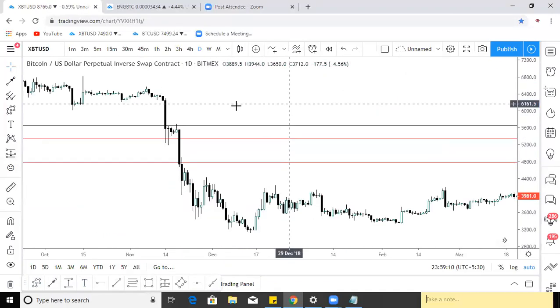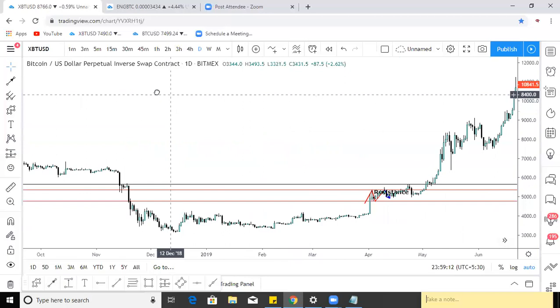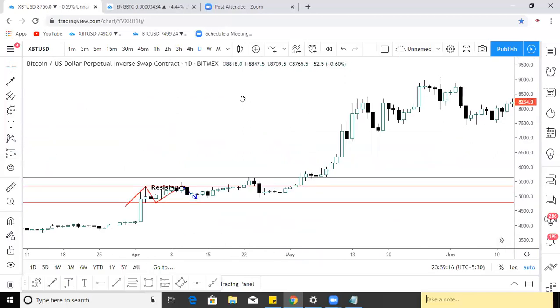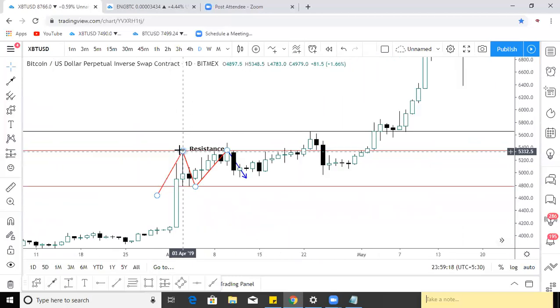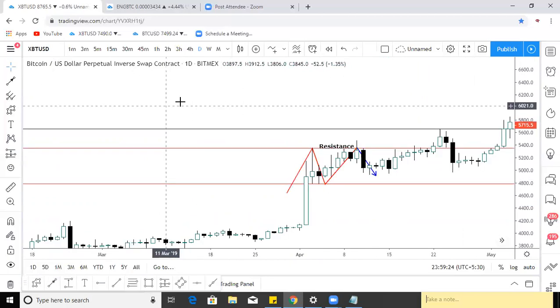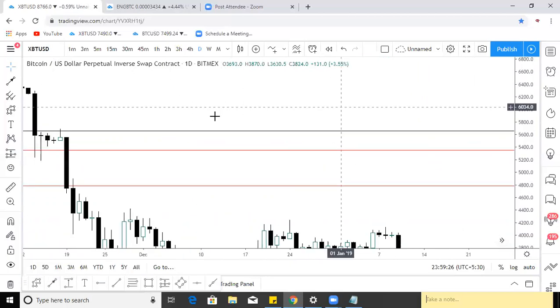So what do we see when we come back and look at the past history? This was the level we saw, right? So the upper red line is what we are talking about. If we see this level on a horizontal chart in the past as well, I'm just moving back.